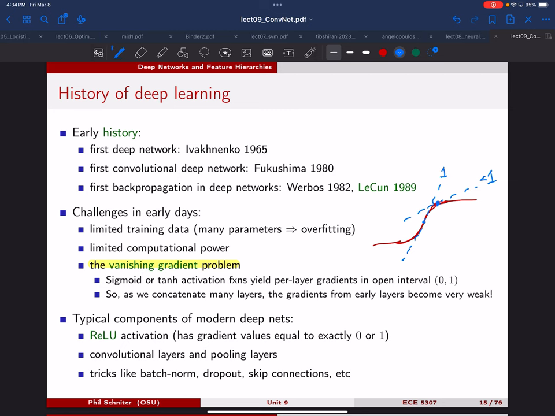And the big breakthrough was to not use these sigmoids, but instead to use the ReLU activation. So the ReLU we saw looks like this, I'll draw that like this. And the nice thing about the ReLU is everywhere to the right, the slope is exactly 1, the gradient is exactly 1. So it doesn't decrease at all, it doesn't vanish at all. It is true that here it is exactly 0.